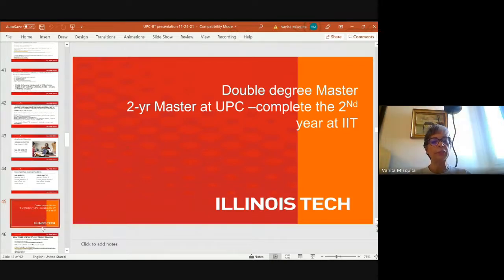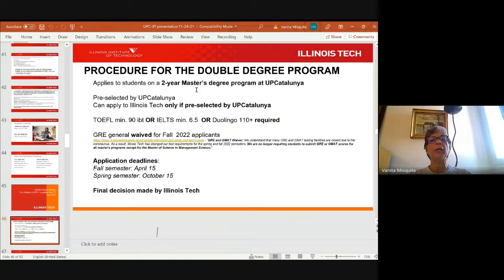So this provides you with an example of how the double degree works. First year of your master's, if you're on a 2-year master degree program, you complete the first year of your master's at UPC, and the second year of your master's you will complete at Illinois Tech, which will include your trabajo fin de master. Conditions: you have to be pre-selected by UPC, then only you can apply to Illinois Tech.